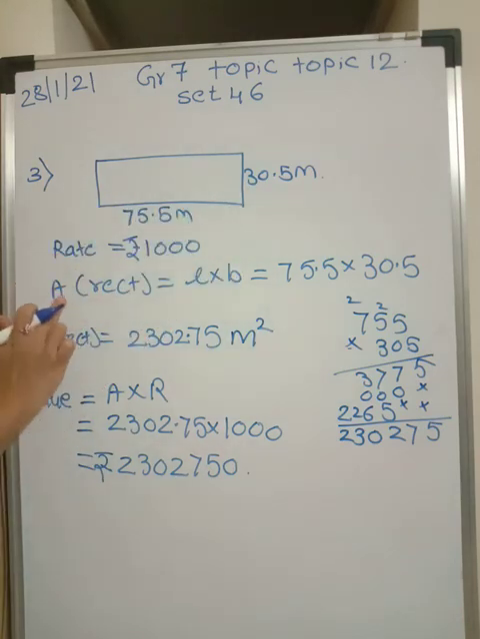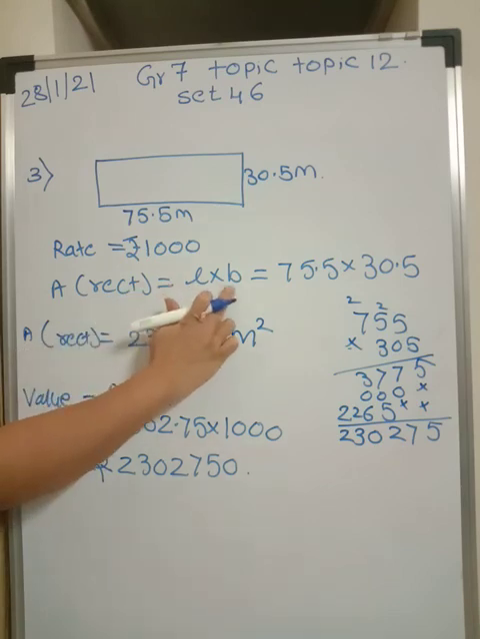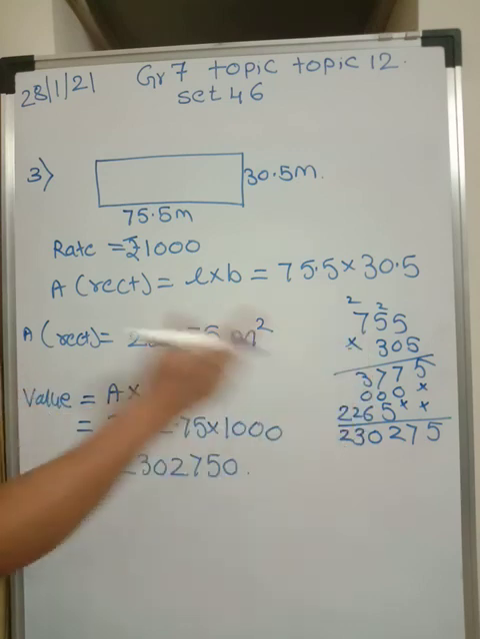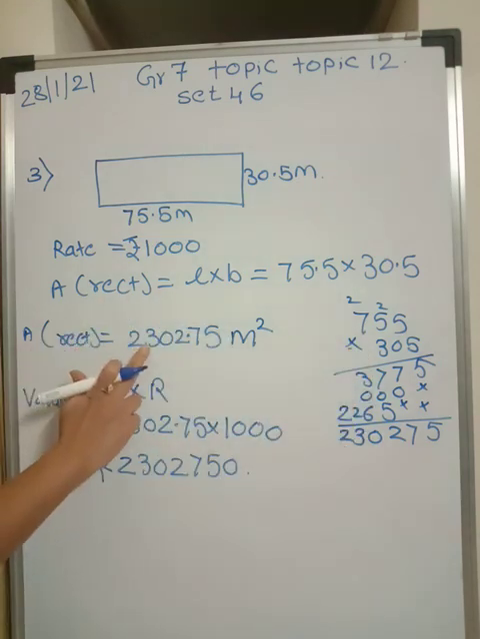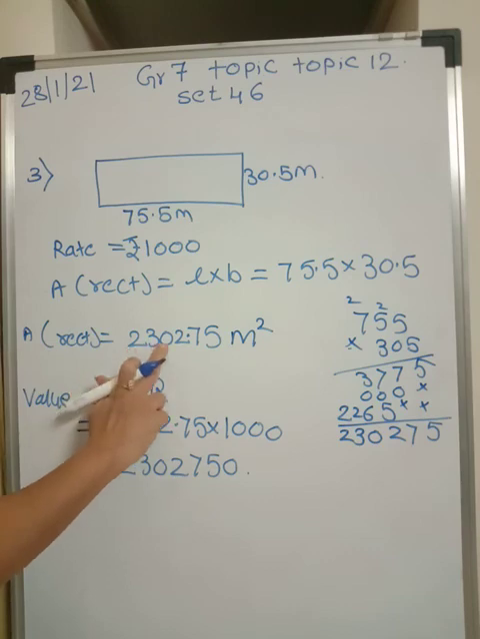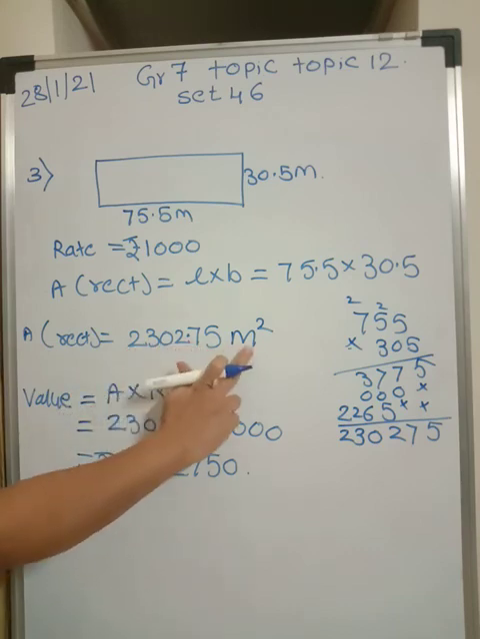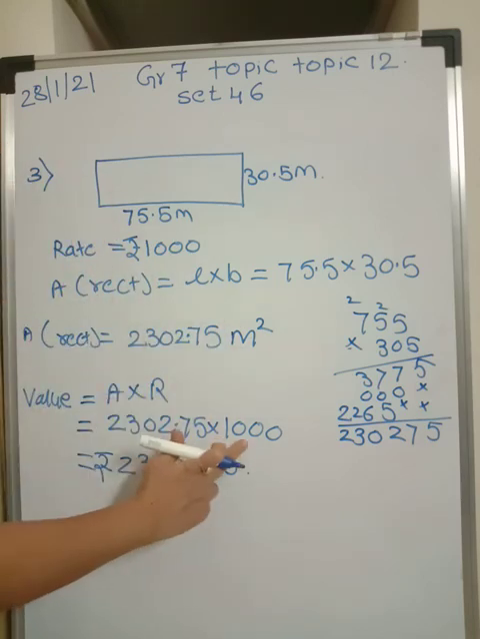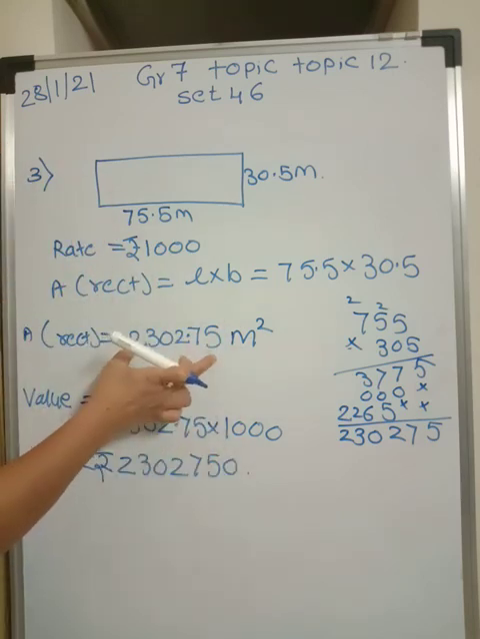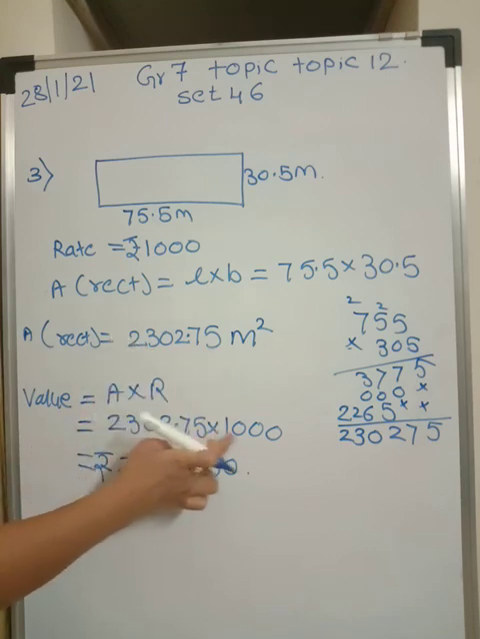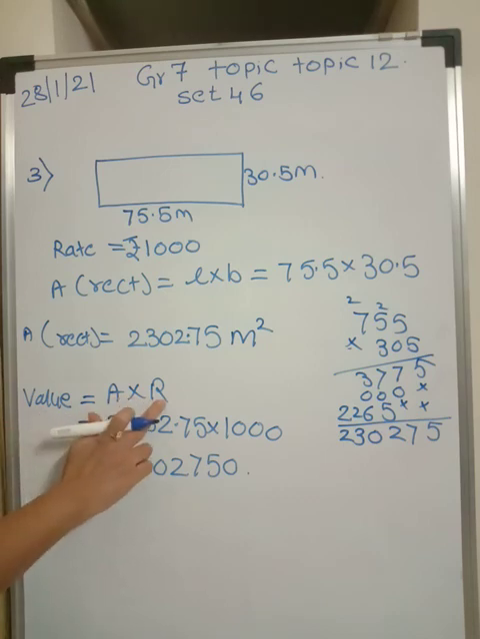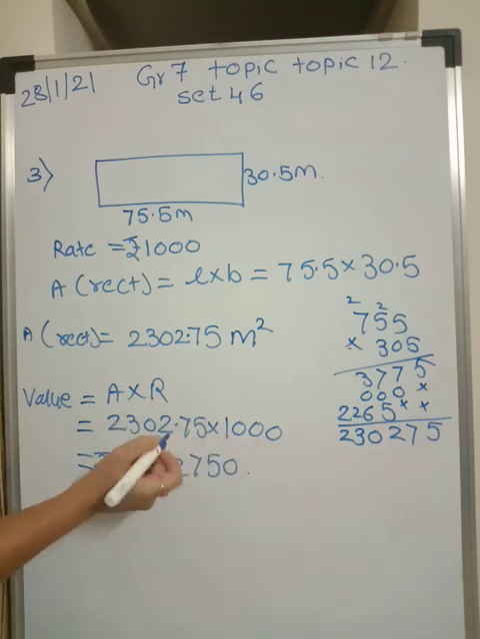Let us first find the area of the rectangle as length into breadth. So you have 75.5 into 30.5. You can see the calculations here. The area of the rectangle comes out to be 2302.75 meters square. Now for 1 meter square, the rate is 1000 rupees. So for these many meters square, the rate will be these many meters square into 1000. Or you should remember, value is area into rate. So you have 2302.75 into 1000.